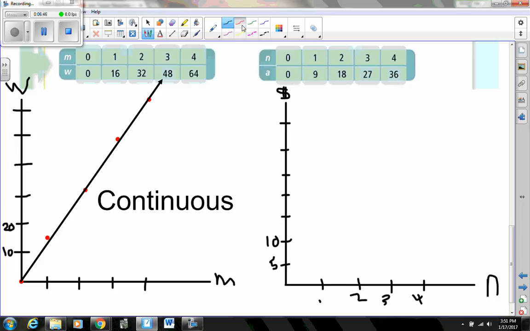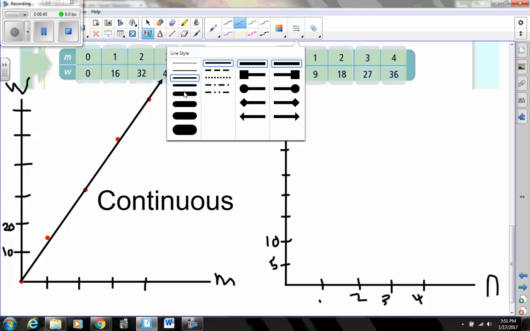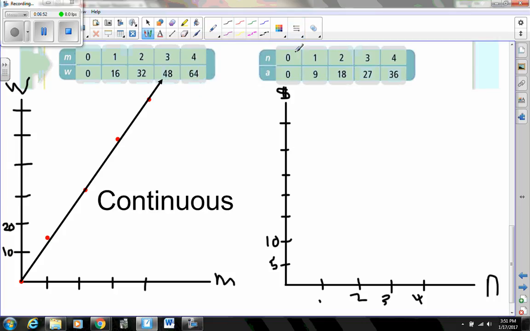Okay? So again, I'm going to plot these points on this graph from this table of values. 0, 0 is very easy, right down here at the start. Then at 1 wheel of cheese, I have $9, right there. At 2 wheels of cheese, I have $18, right about there. 3 wheels of cheese, I have $27, right about there. And then at 4 wheels of cheese, I have 36, which is right up above there.